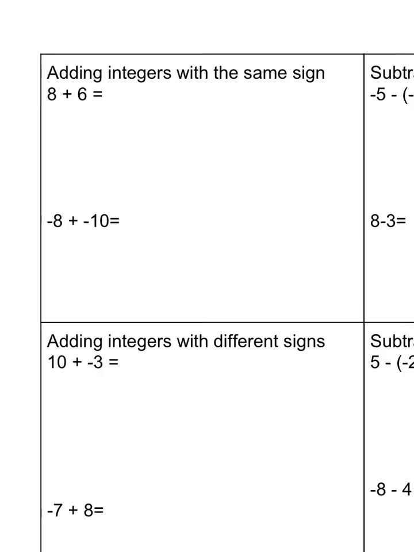All right, now we're going to try 4 different types of problems. We're going to try adding integers with the same sign, adding with different signs, and then subtracting with the same sign and subtracting with different signs. So here's my first problem, 8 plus 6. It's adding, so I leave it as a plus sign. These are both positive numbers, so I know my answer is positive. So simply 8 plus 6 equals 14.